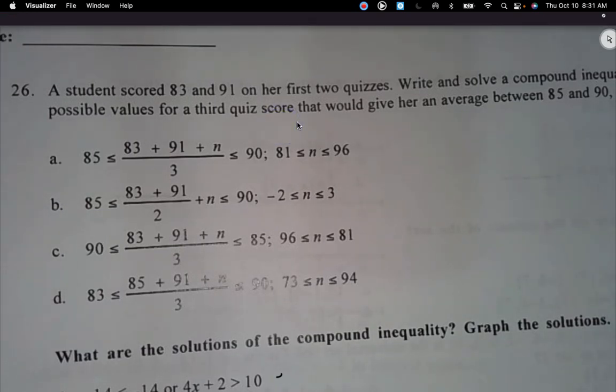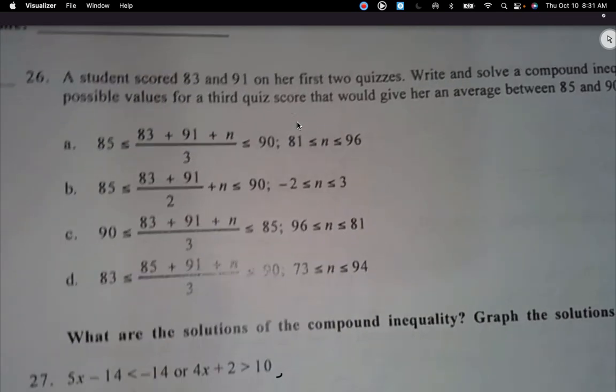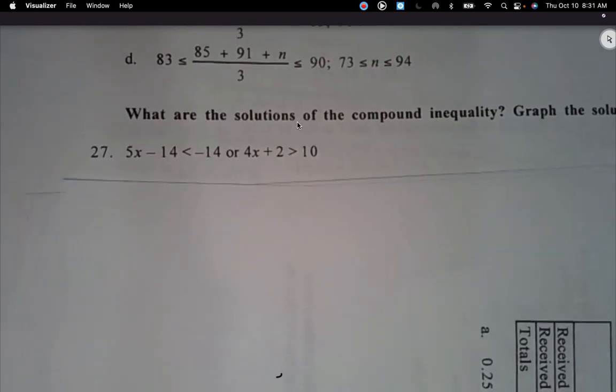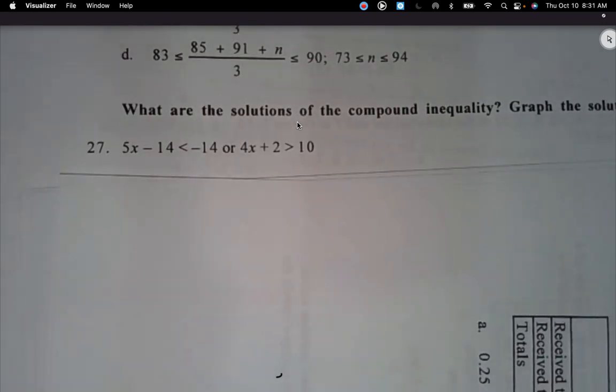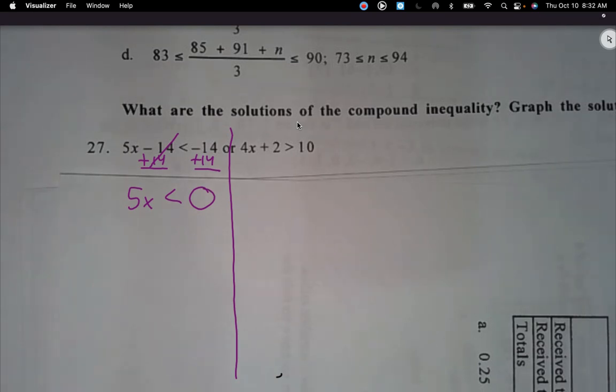All right, number 27. 27 is an OR. So you're just solving the 2 problems. So let me do that. And it wants me to graph. How do I solve? I'm going to draw a line here so I can do my 2 different problems. How do I solve the one on the left? What do I do first? I would add 14. So I get 5x is less than, what's -14 plus 14? 0. Cancels out to 0.